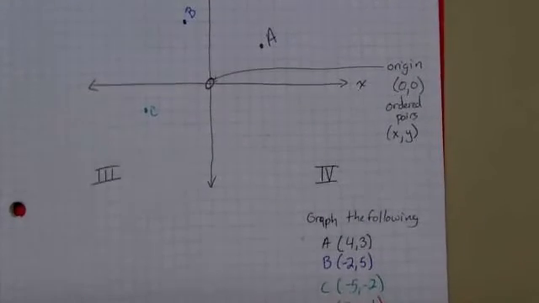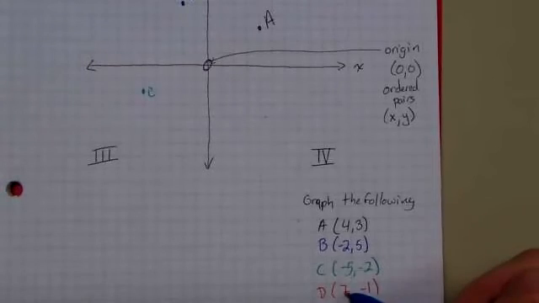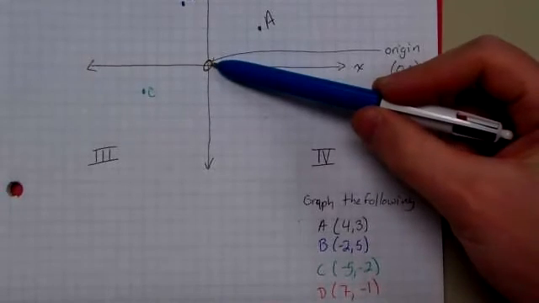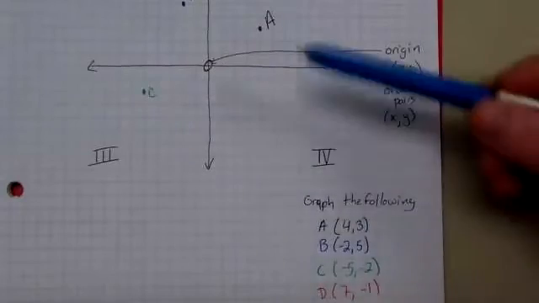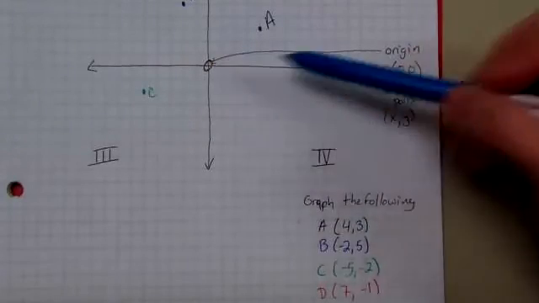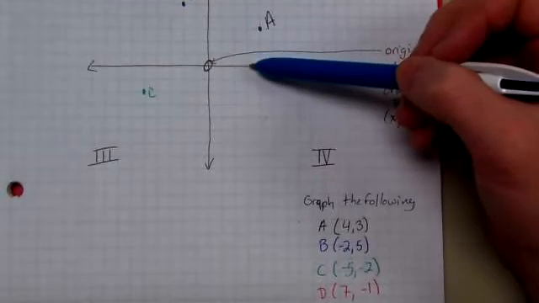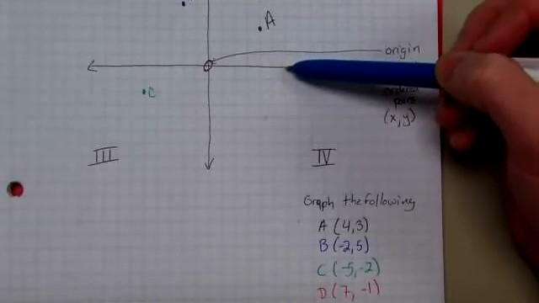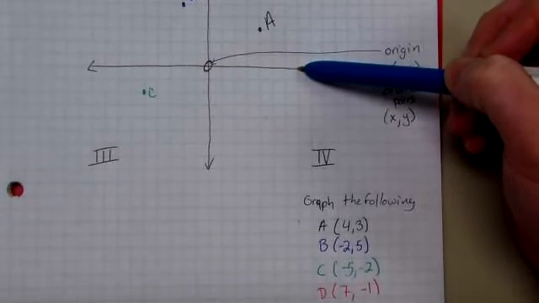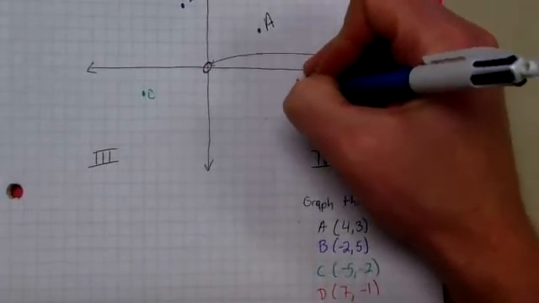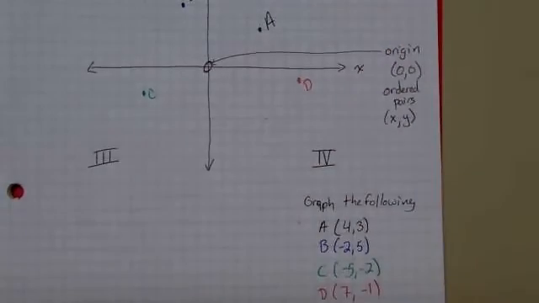Right? And the last point we're going to do, point D, is 7, -1. So we're going to start at our origin because we're plotting a new point, and we're going to go 7 on the x because remember ordered pairs, first number is x. 1, 2, 3, 4, 5, 6, 7. And then it tells me I need to go -1 on the y, so I'm going to go down 1 on the y. And this is point D, so I'm going to label it with D.